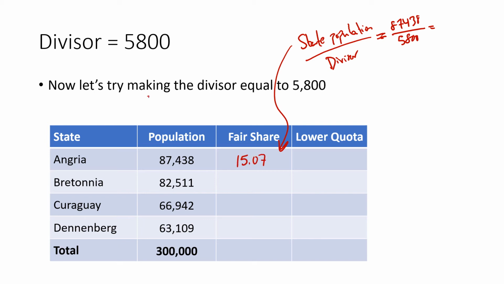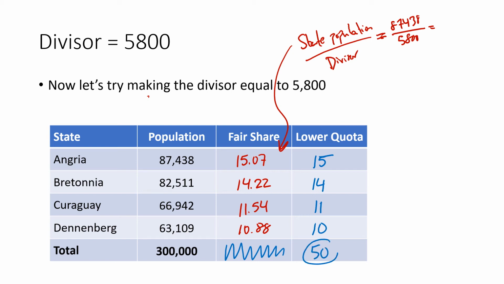And then again, I'm going to do the rest of these the same way. And here's how that works out. Again, we don't really care what these fair shares add up to, but we're going to round all of them down. So the lower quota here is 15. 14.22, chop off the decimals, we get 14. 11.54 rounds down to 11, and 10.88 rounds down to 10.